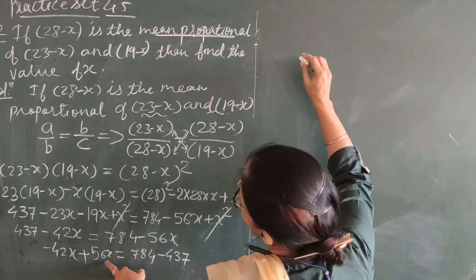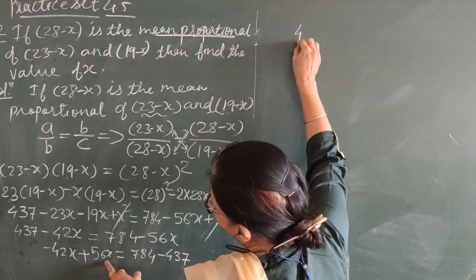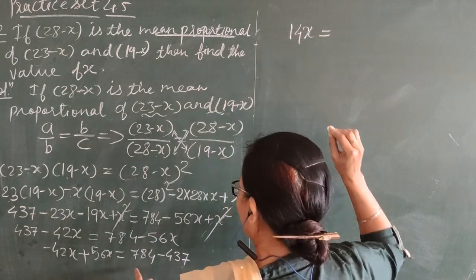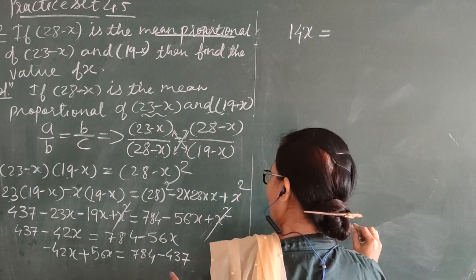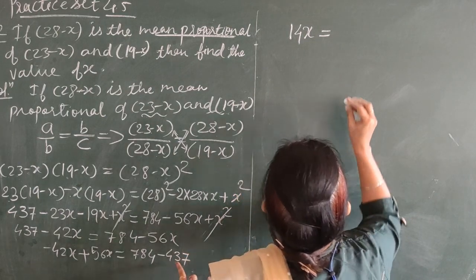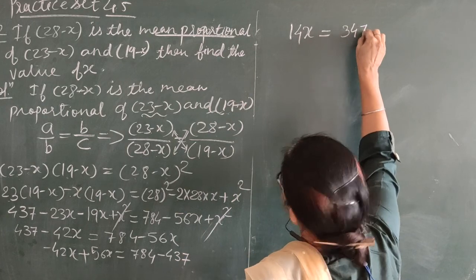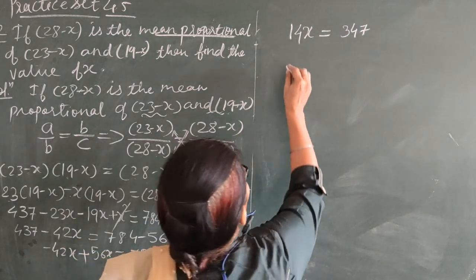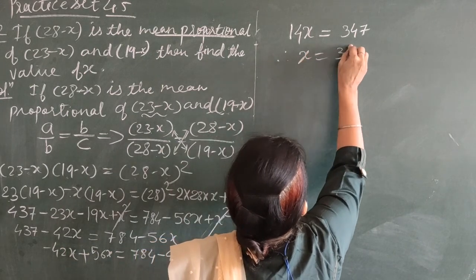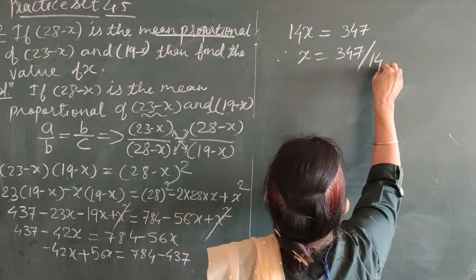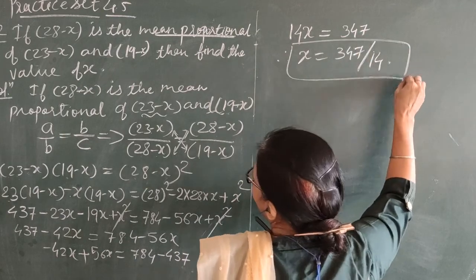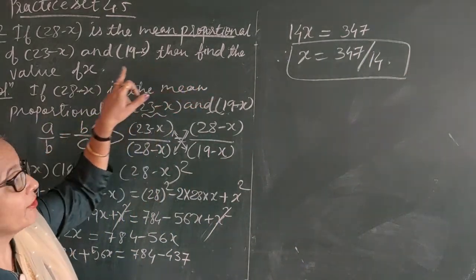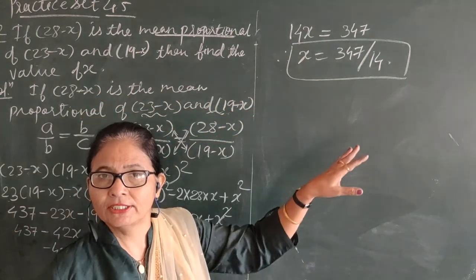Let's simplify. You have to subtract. So 6 minus 2 is 4, 1. So 14x next we are getting is equal to. Now subtract 784 minus 437. So you are getting 347. And therefore x is equal to 347 by 14. So here you have to find only the value of x. So this is how you can find the value of x.